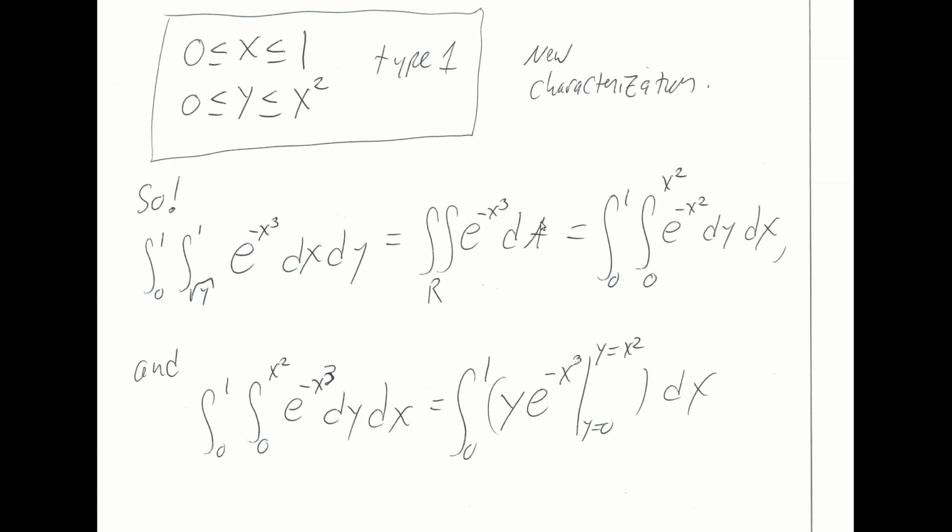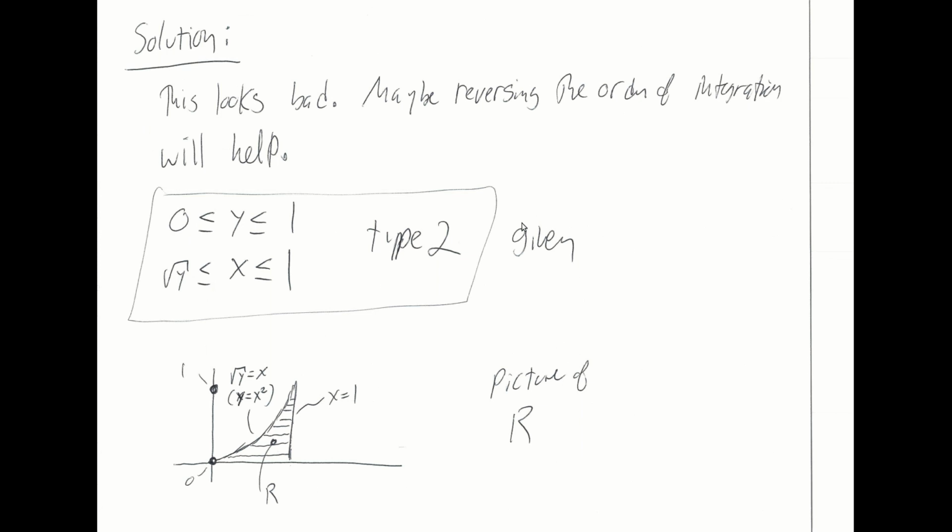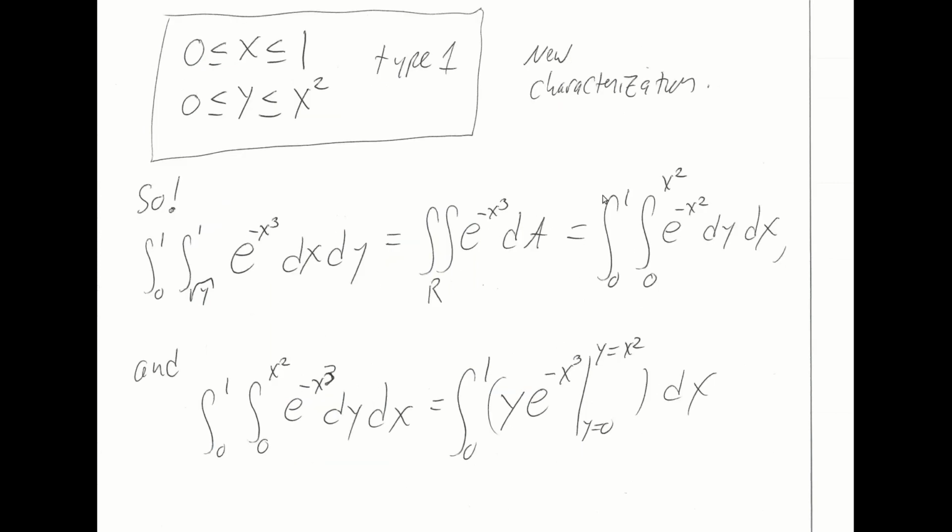This is the expression of that region as a type 1 region. This is our new characterization. So we went from our given characterization to the picture, and from the picture to our new characterization. Now we can reverse the order of integration. This is the iterated integral that was given. I repackage these limits into a double integral over the geometric region R. I re-express R as a type 1 region. Now we'll have a dy dx iterated integral of this type.